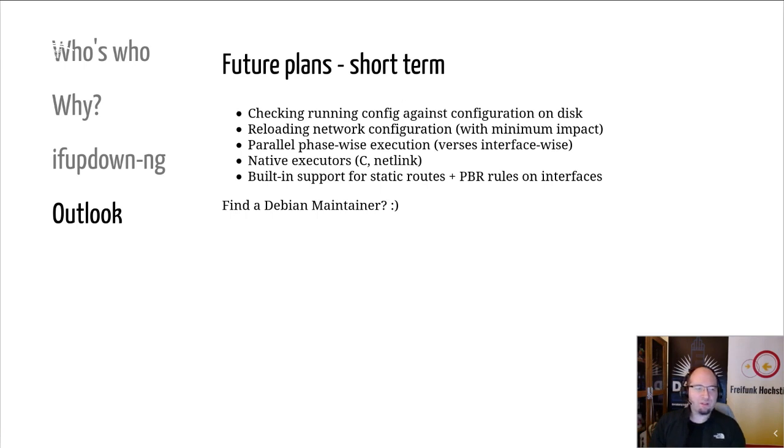The idea is to support native executors, like stuff written in C, so you can directly talk to Netlink, and then have some IPC or something to communicate between the core and the executor, but at the same time not make the shell script a second-class citizen. Let's see how that goes. And it's on the short-term roadmap to build support for managing static routes where required, and policy-based routing rules for interfaces, which might be a quick win too.